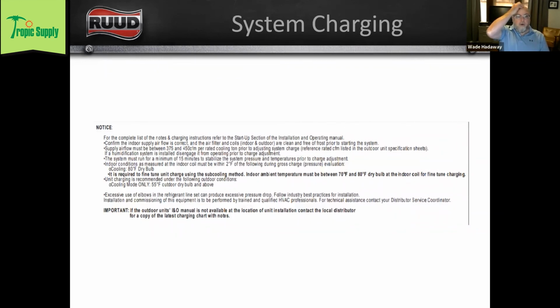The first thing that I want to really point out is that if the system's not running when you get there, if it's satisfied when you get there, A, you've got to turn it on and you've got to check airflow. So it needs to be running. You need to check airflow before you validate your charge. So it should have been running for a few minutes before you even go out there and start messing with your charge, because you've got to verify airflow.